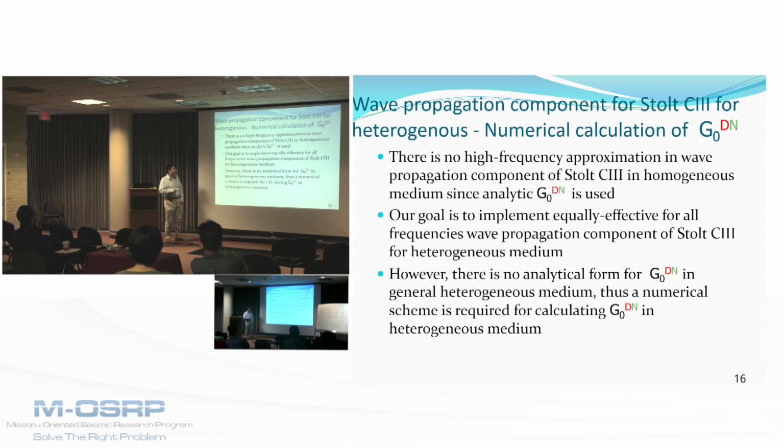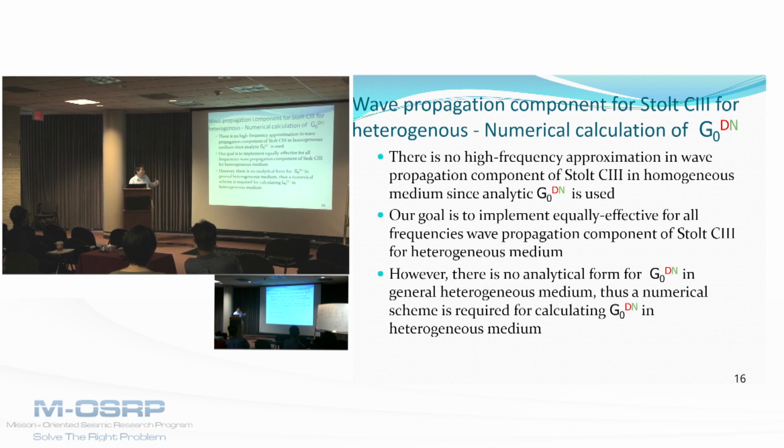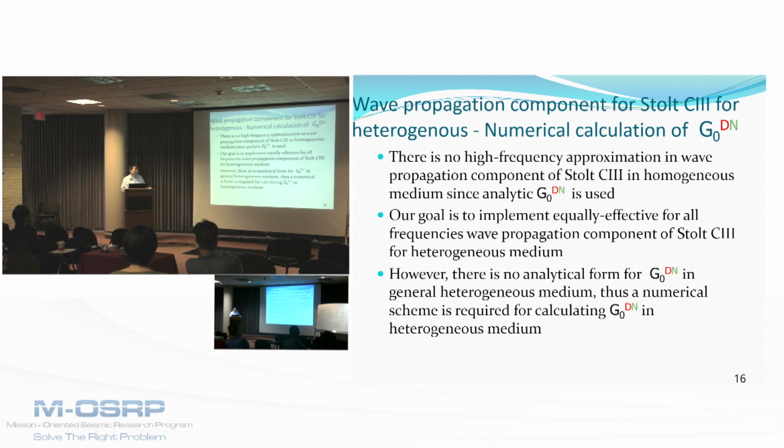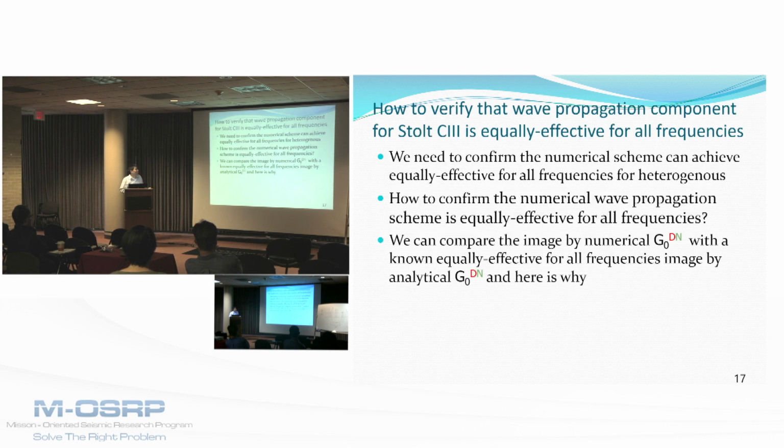However, as I said, our goal is to implement the equally effective for all frequencies wave propagation component for C3 in heterogeneous medium. And in heterogeneous medium, there is no analytic Green's function, so we have to go to some numerical scheme. And we need to confirm the numerical scheme achieves the equally effective for all frequencies feature for heterogeneous medium. That is, we do not diminish the image condition resolution capability. How to confirm that? And that is still on the whiteboard.